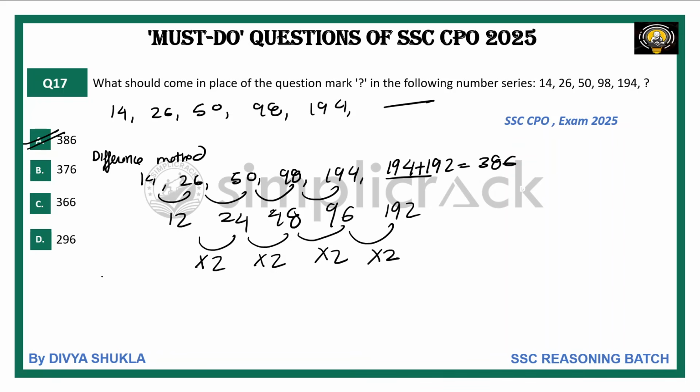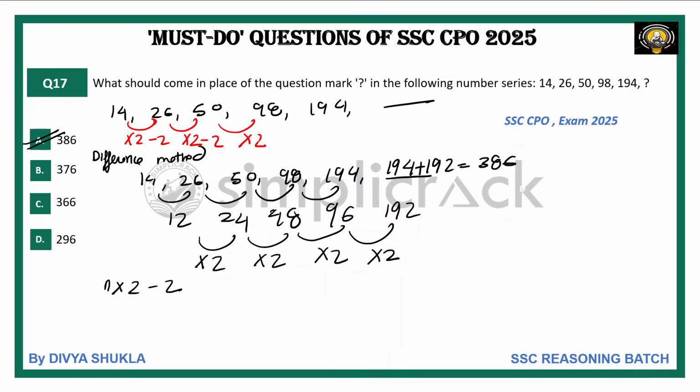In the second method, what logic can we use? We can use the logic of n multiplied by 2 minus 2. So if you have 14, 26, 50, 98, and 194, and you multiply all these numbers by 2 and subtract 2: 14 multiplied by 2 is 28, 28 minus 2 is 26. Similarly 26 multiplied by 2 is 52, 52 minus 2 is 50.